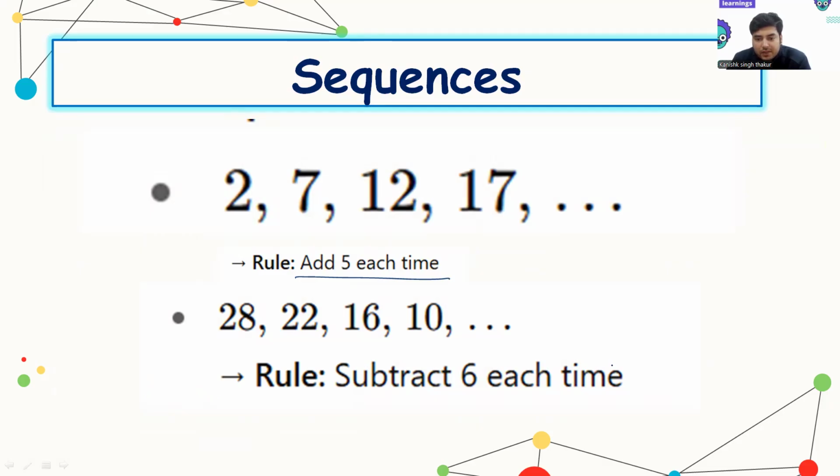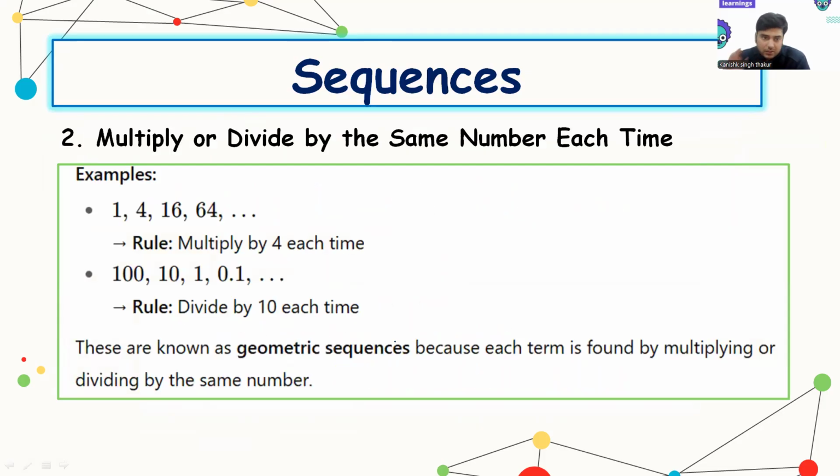Now you have subtracting 6. So you can subtract also. For you, you will have either addition or subtraction, not multiplication. Now, multiply or divide by the same number each time. This I have also explained: 1, 4, 16. As you can see here, each number is getting multiplied by 4. And divide by 10 each time: 100 became 10, 10 divided by 10 became 1, and then it became 0.1.